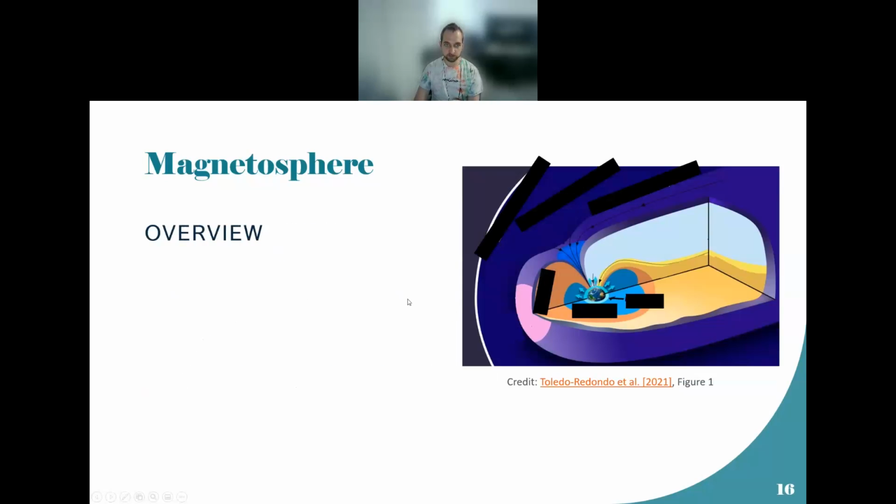So to overview the magnetosphere, you can pause the video now and see what these labels mean. This is labeling this light blue region. This is labeling this other blue region. This is labeling the boundary in purple right here. And this is labeling this entire region. This is labeling this blue region, and then this is labeling this white boundary.